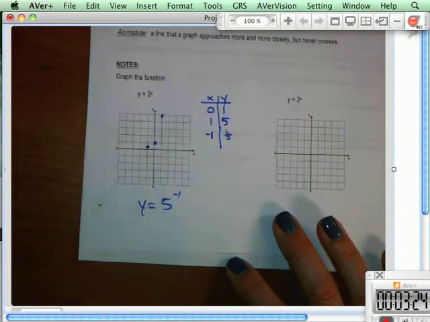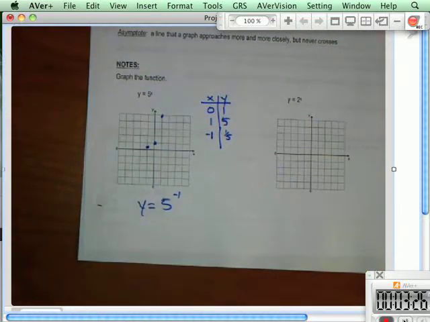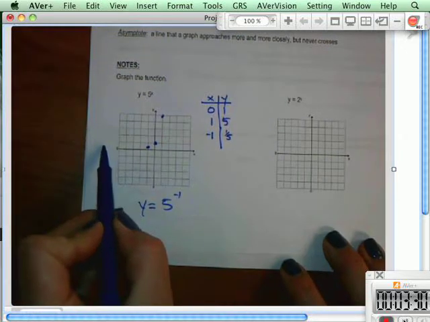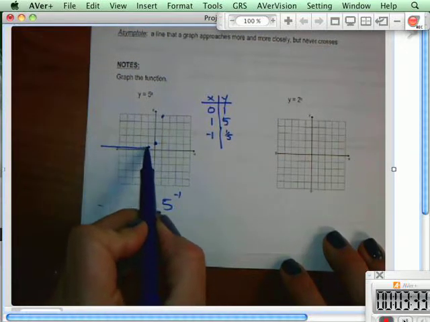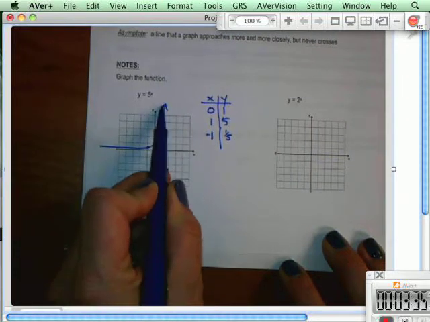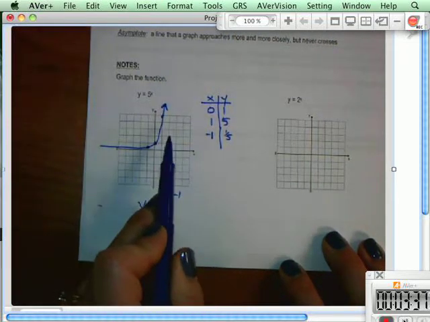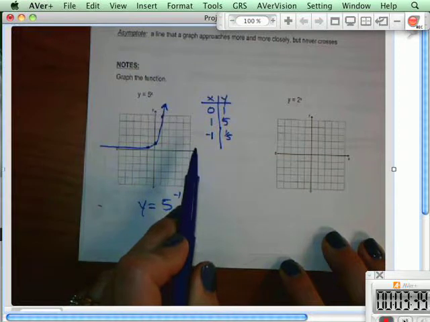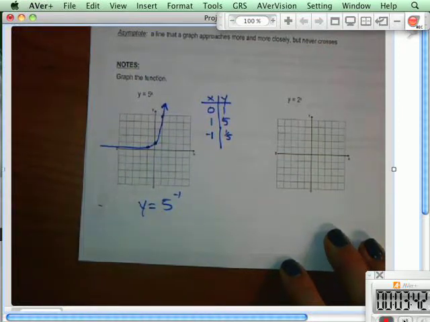Now here's the thing that I might be slightly picky about. With an exponential function, you can see it's coming from the left here. It's never, ever, ever going to go below that x-axis, ever. So don't be lazy with your drawings. Okay, and be careful with that.